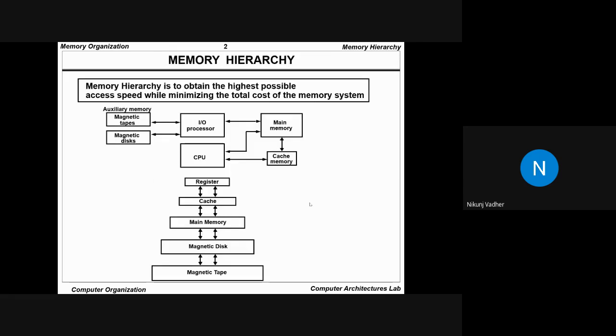Let's start. If you look at the memory hierarchy, then at the top level there will be register, then cache memory, then main memory, then magnetic disk, and then magnetic tape. If you look at the arrangement, here you can see there is an input output processor connected with peripheral, and the CPU is connected with main memory, cache memory, and the IOP, input output processor. So this is just an arrangement.